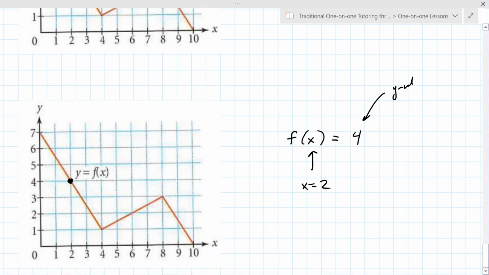Yep. So now this one's a little bit harder because there's multiple answers, but let me actually do a different one. So where is f of x equal to 7? Let's try that one.